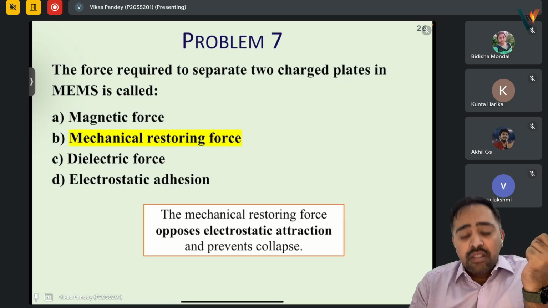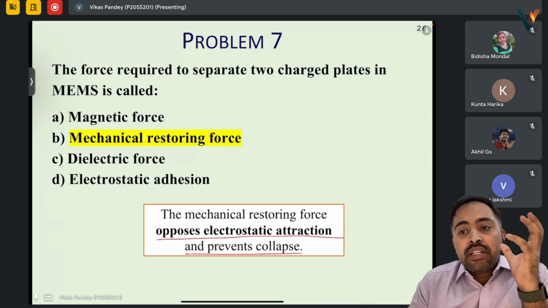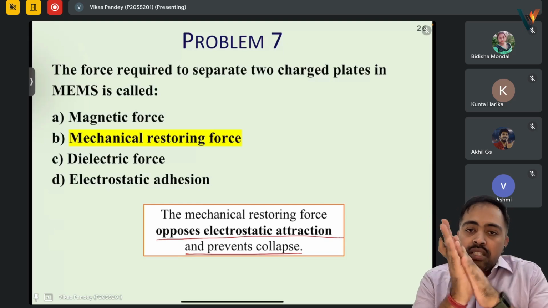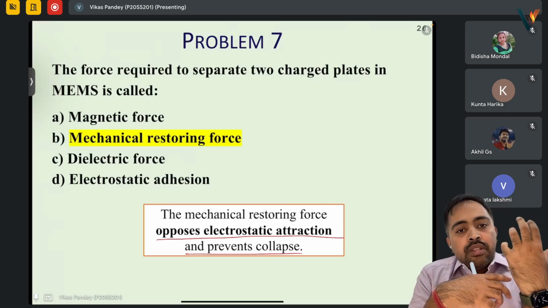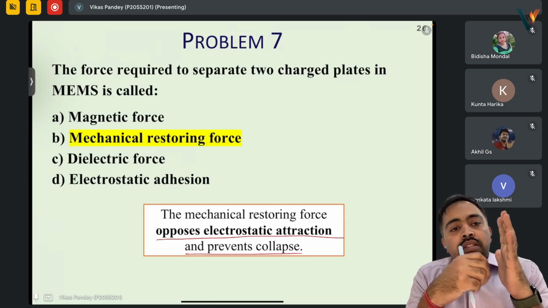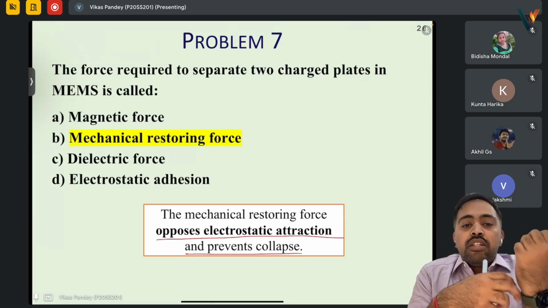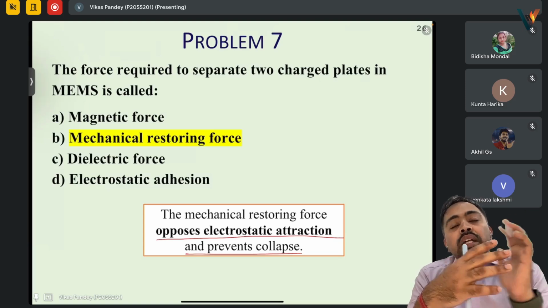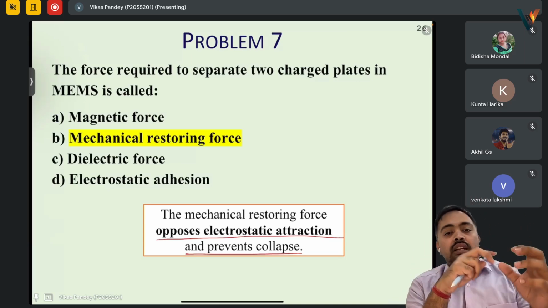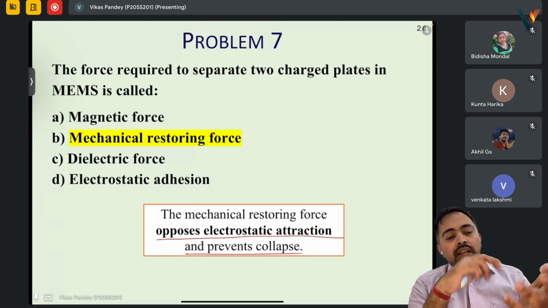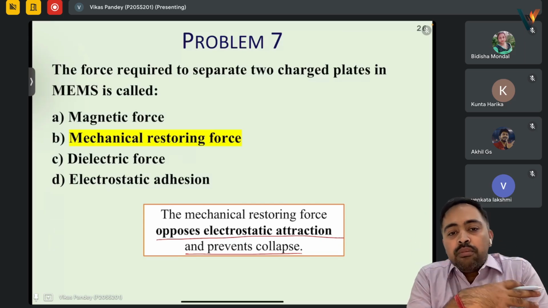This is the force opposing the electrostatic attraction that prevents the collapse. That is why these plates don't stick together, since there is some mechanical strength. But if we go beyond a certain limit, such that it will break, in that case this mechanical restoring force will not be there. Like if this plate breaks, what we are representing by spring, that means it is still connected to the support, mechanically connected. If that breaks, after that it will be free and it will not come out.